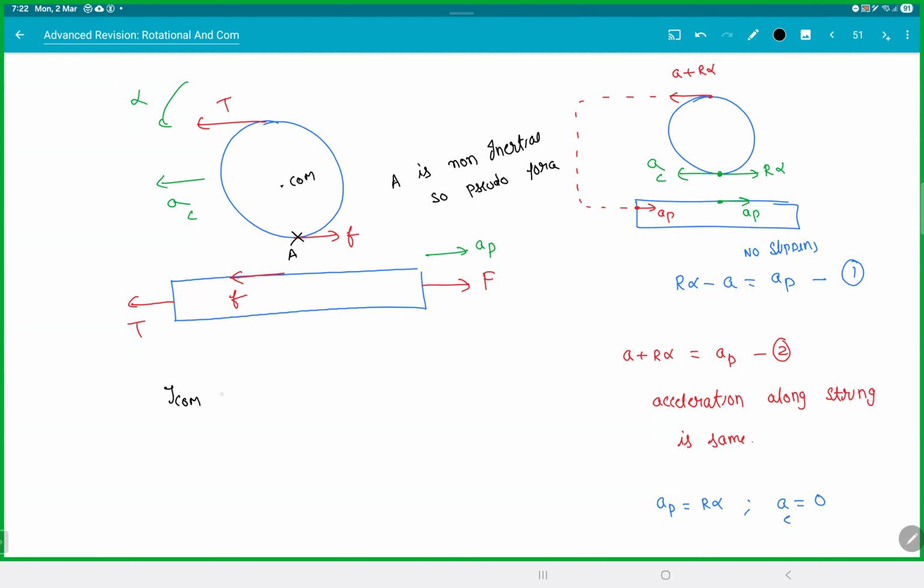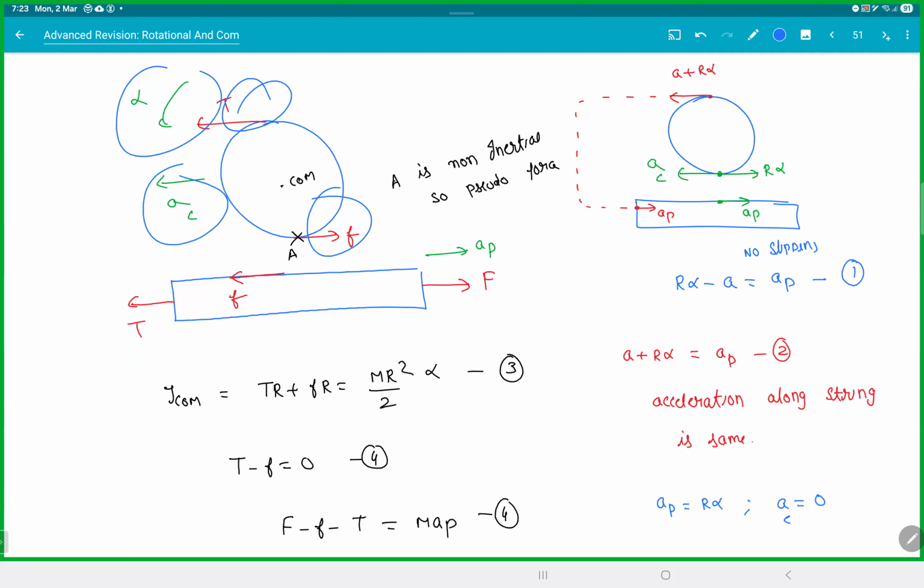So torque about center of mass will be TR plus FR is equal to MR square by 2 alpha. T minus F is equal to 0 because AC is 0. F minus friction minus tension is equal to MAP. There, I think you'll get everything you want. How many variables are there? Tension, friction, AC, alpha, AP. 5 equations, 5 unknowns. Clear with this? You will get whatever you want here.